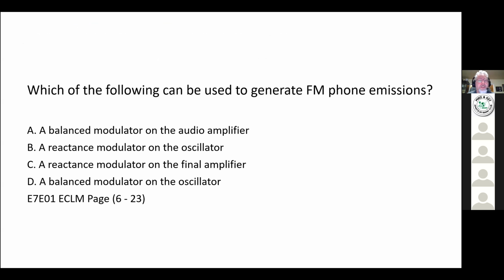Which of the following can be used to generate FM phone emissions? A, a balance modulator on the audio amplifier. B, a reactance modulator on the oscillator. C, a reactance modulator on the final amplifier. Or D, a balance modulator on the oscillator. To generate FM phones, we use a reactance modulator on the oscillator, bravo.